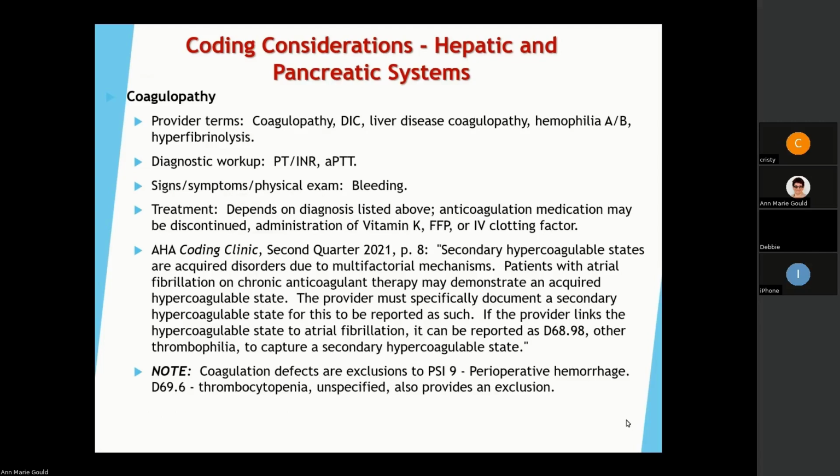Also on coagulopathy, what would be the clinical indicator to query this diagnosis?